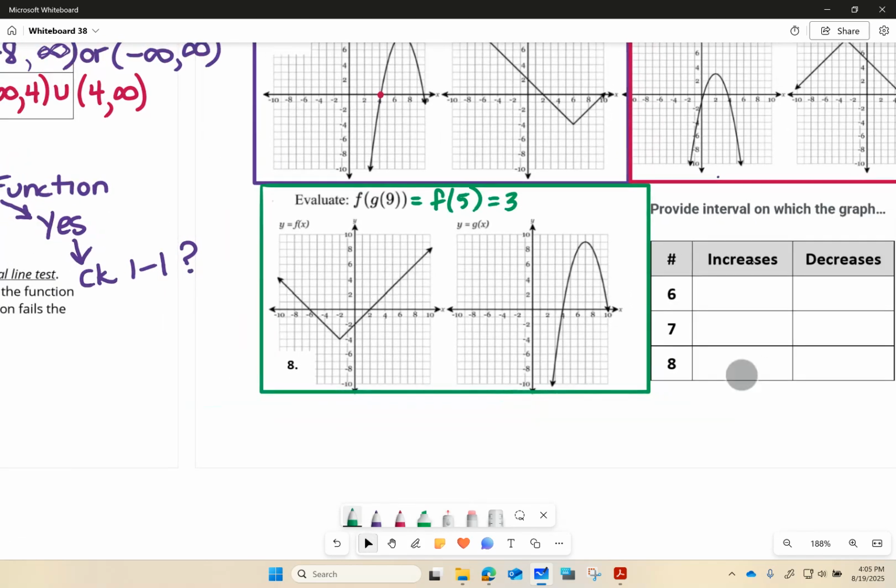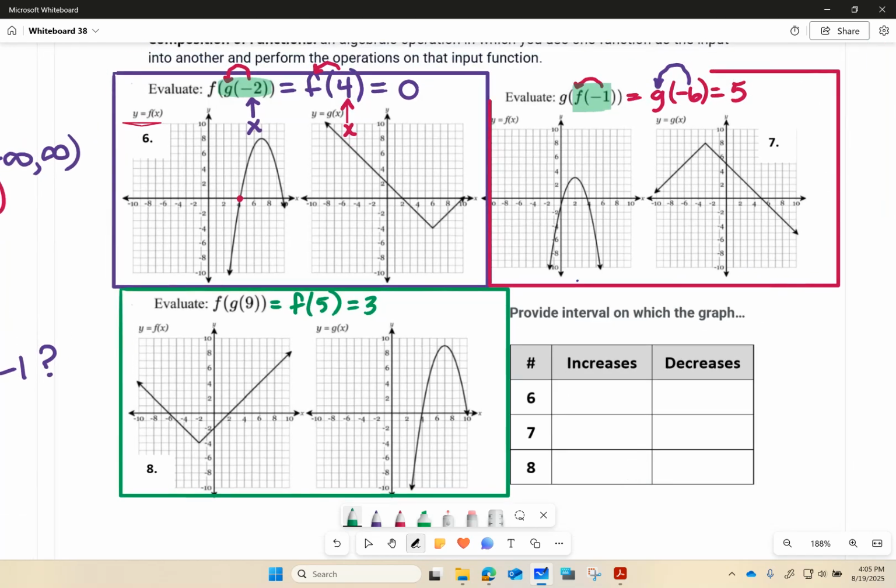Okay. All right, we're almost done here. Let's fill out this table of increase, decrease. So this is what I need you to do. I'm going to erase here for a second.